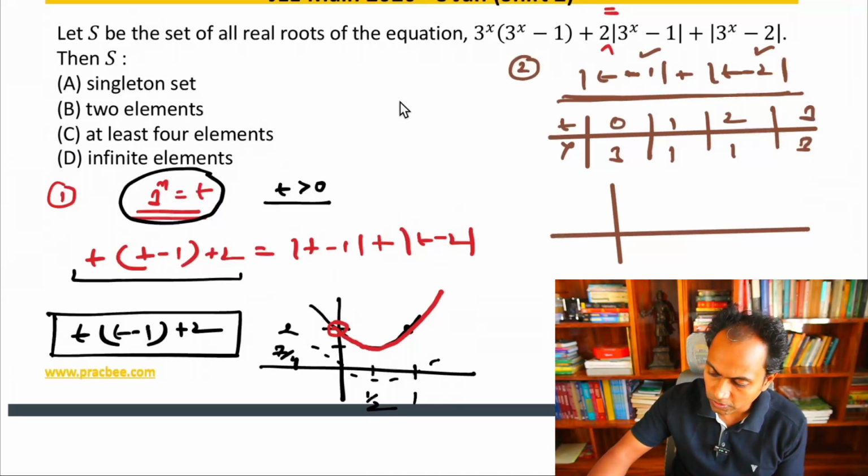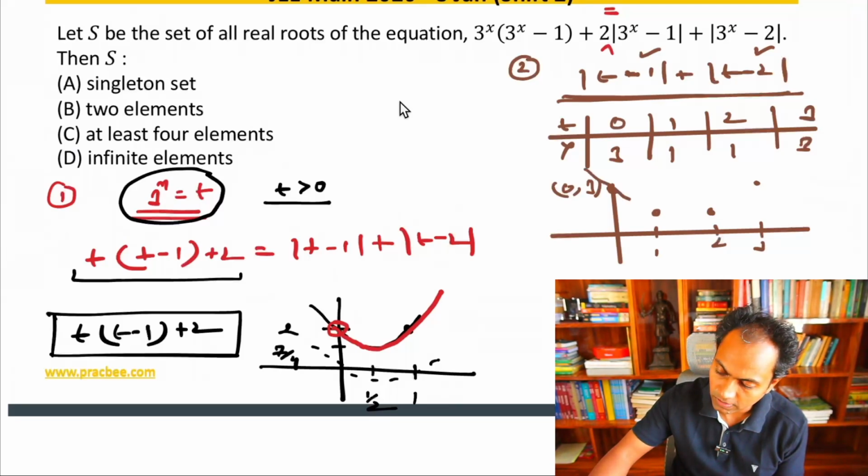Let us plot this point. So at 0, it will become 3. So there is a point 3 here: (0, 3). Then at 1, it will become 1. At 2 also, it will remain 1. And at 3, it will again become 3. So if you draw the graph, we will get this graph.